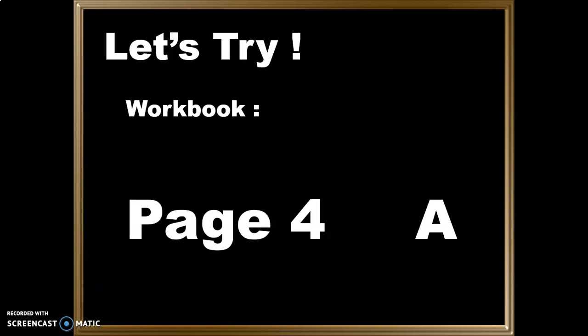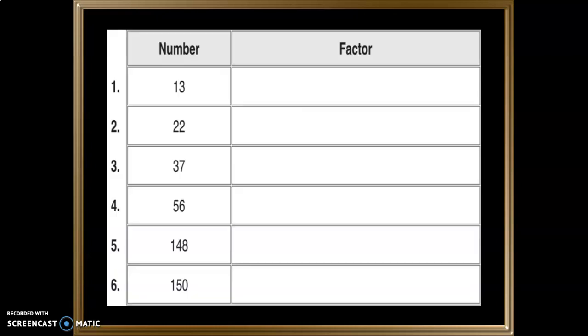And kids, please get your workbook. All we have to do is answer page number 4, letter A. So let's try. Number 1, we have number 13. All you have to do is write the factors. So what are the factors of 13? Correct. It is 1 times 13 is equal to 13. So write 1 and 13.